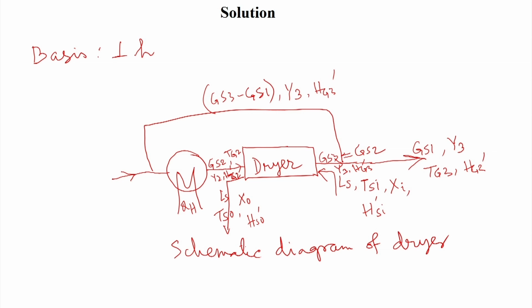like the temperature of the fresh air, I told this one, at 29 degree Celsius, then humidity is 0.018 kg per kg dry air, then humidity of the air leaving the heater is 0.03 kg per kg dry air, and humidity and temperature of the air leaving the dryer is 0.05 kg per kg dry air and 70 degree Celsius, specific heat of the dry solid is 920 joule per kg Kelvin, and latent heat of the steam at 4 kg per centimeter square gauge pressure is 2110 kilojoule per kg.